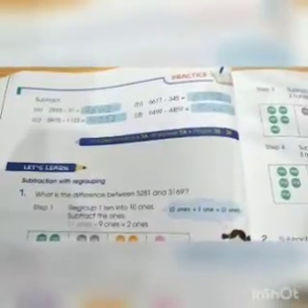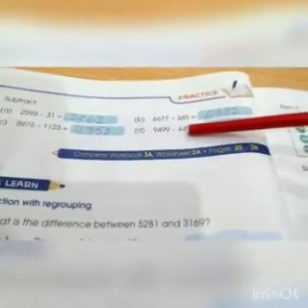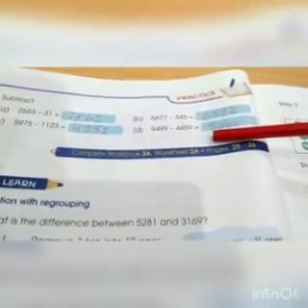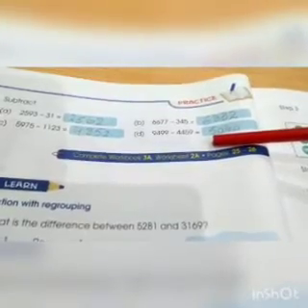Moving toward page number 35, practice. Subtraction, part A, 2593 minus 31. The difference is 2562. Part B, 6677 minus 345. The difference between both numbers is 6332.